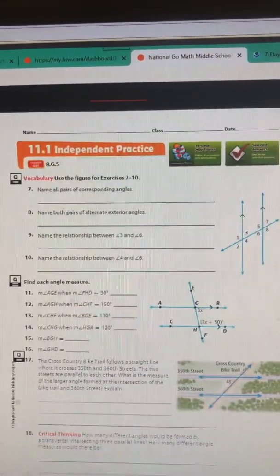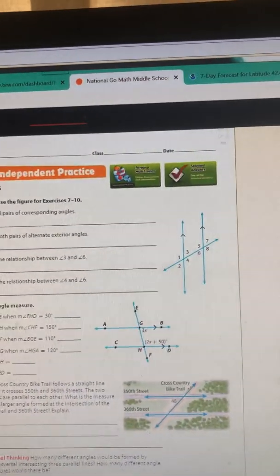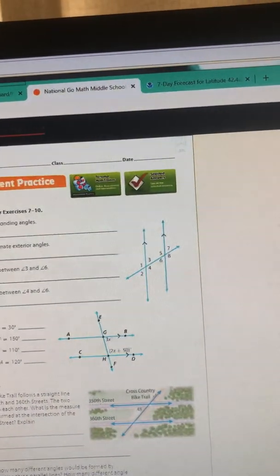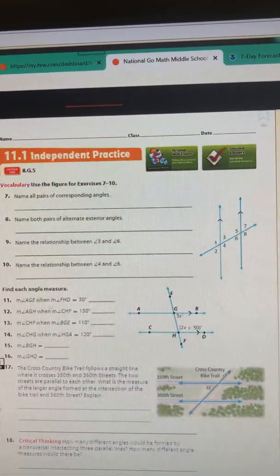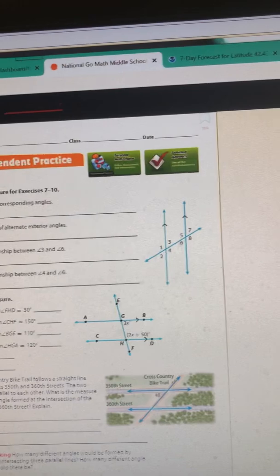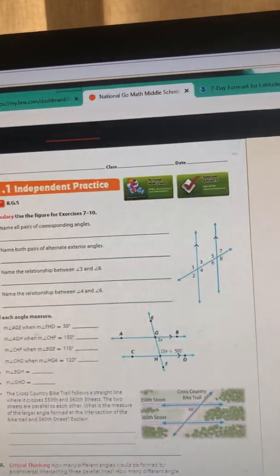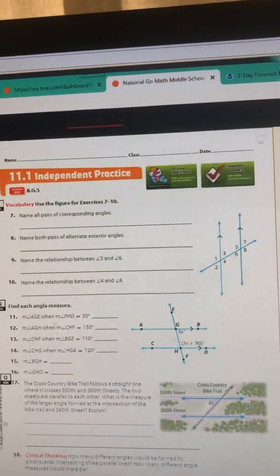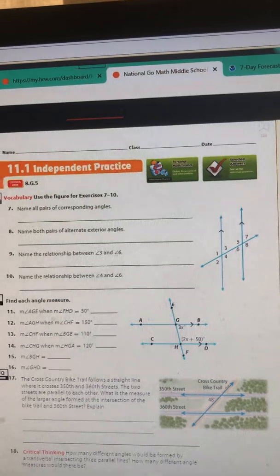And then it says name the relationship between angle 3 and angle 6. If you take a look at angle 3 and angle 6, they're inside of the parallel lines on opposite sides, so they are alternate exterior angles. And then angle 4 and angle 6 are both inside of the parallel lines here, and they're both on the same side, so they're same side interior angles, and those always add up to 180. That piece of information will be very important for problems 15 and 16 later.